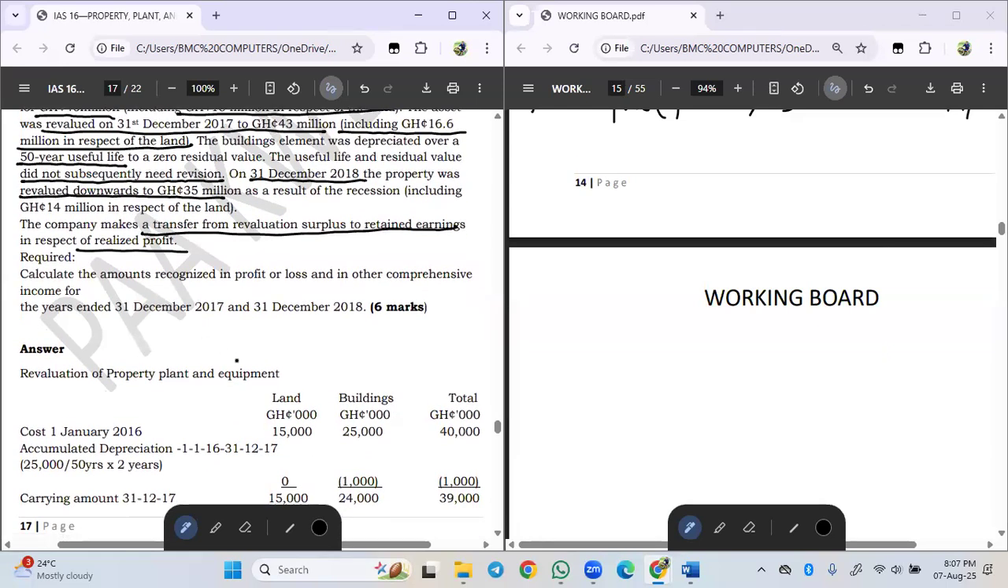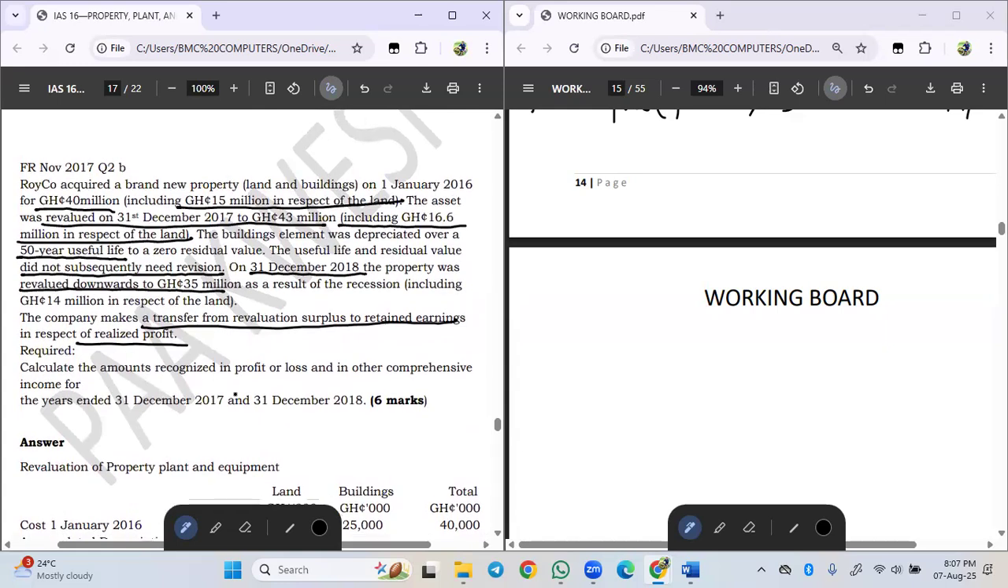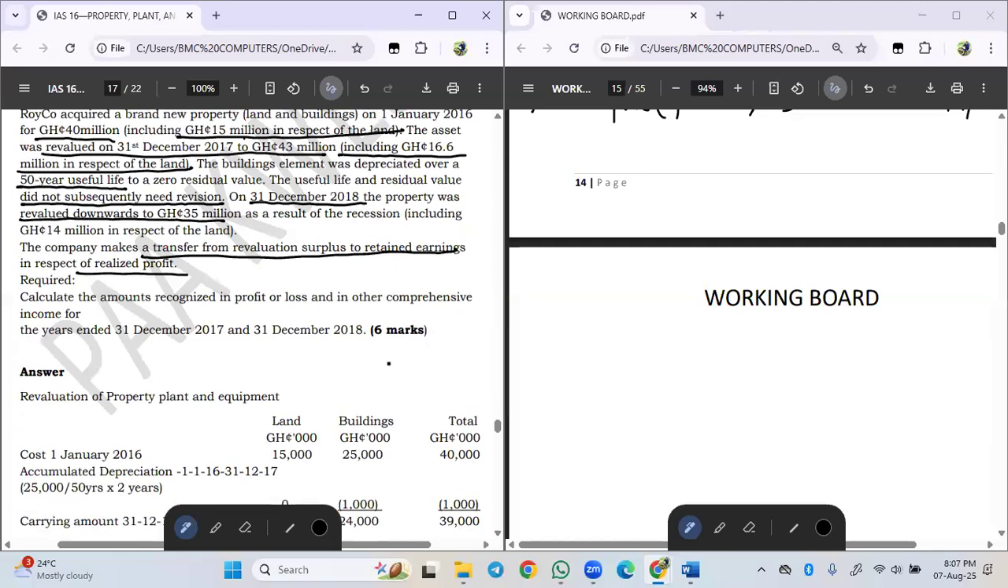Okay, so this one we've been doing all along. So first of all, cost on 1st January 2016, 40 million. Land is what? 15 million. So definitely building will be what? 25. So that's what we are having here. Total will be what? 40.